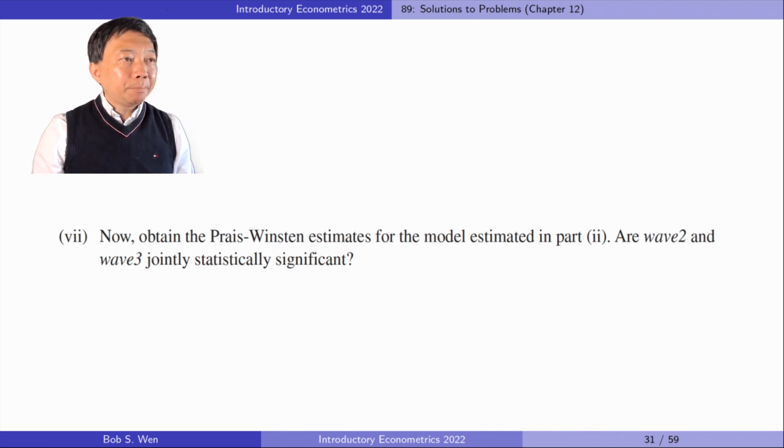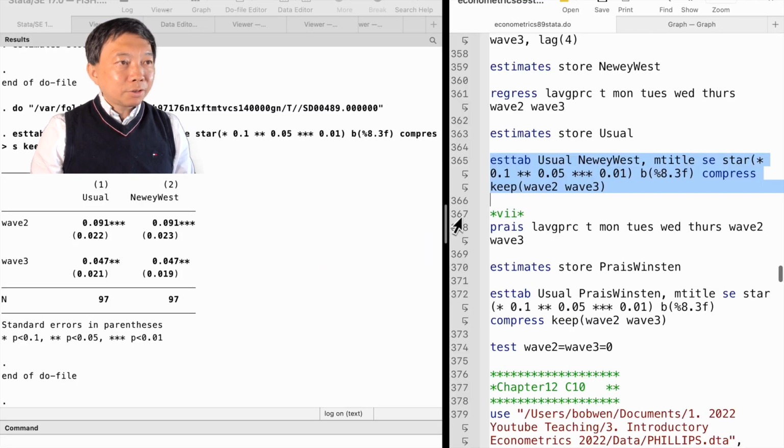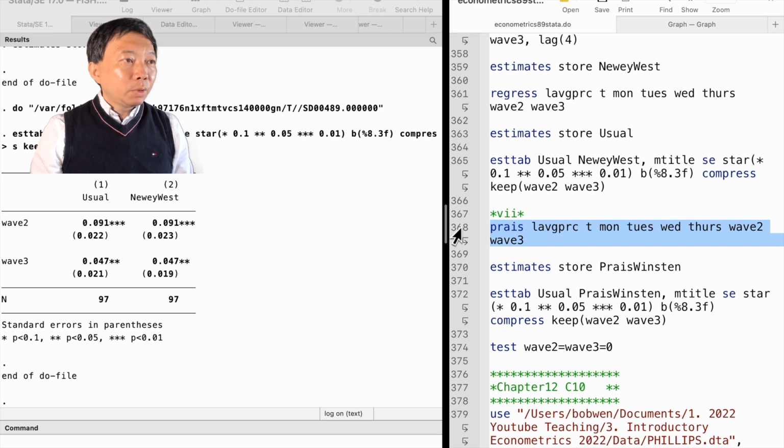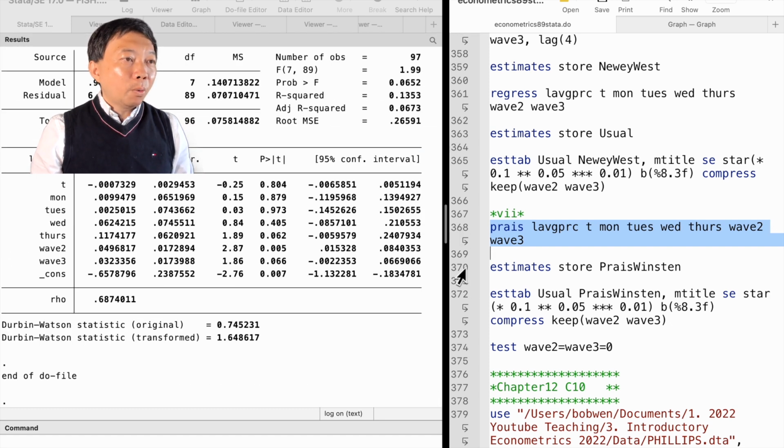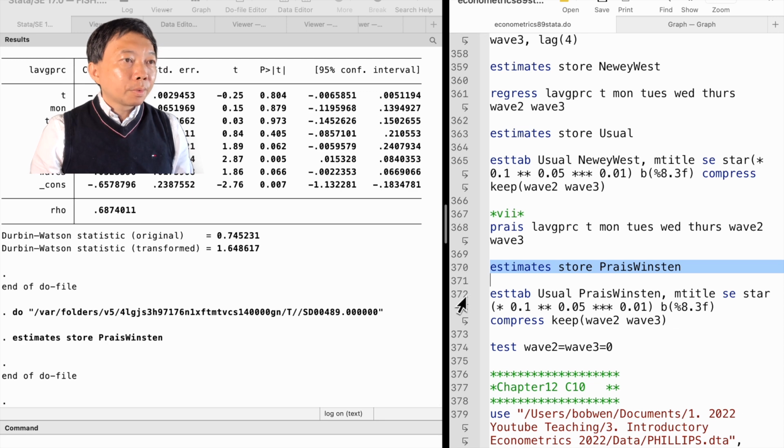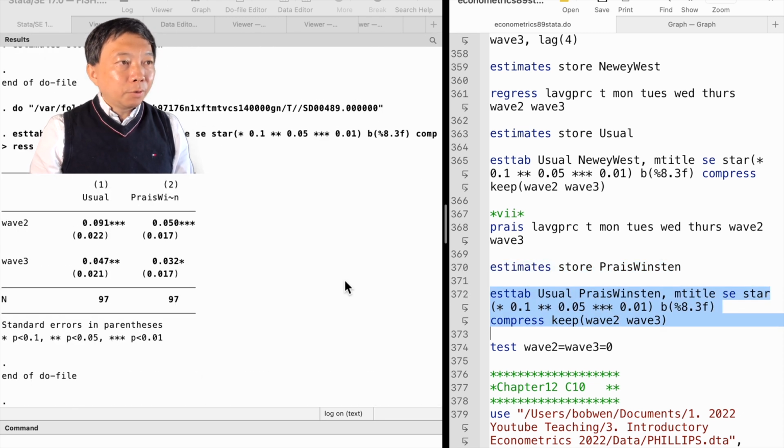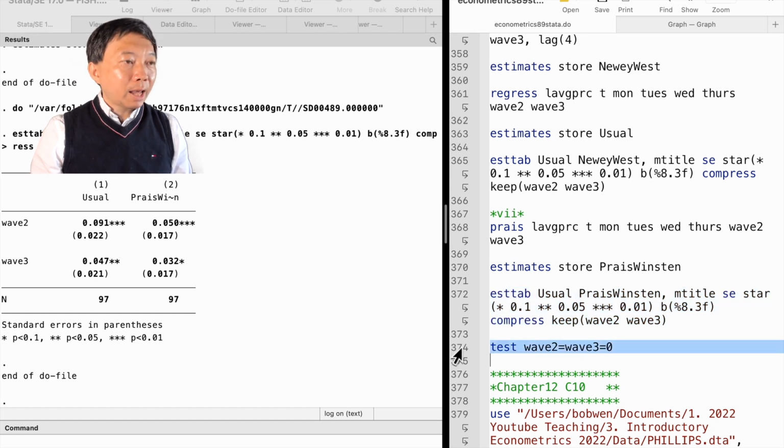Part 7. Obtain the Prais-Winsten estimates for the model estimated in part 2. Are wave 2 and wave 3 jointly statistically significant? We estimate the model with the Prais-Winsten transform method for AR(1) errors. The estimates for the coefficients on both wave variables reduce, but they are still statistically significant, and they are jointly significant at the 1% level, according to the F test.